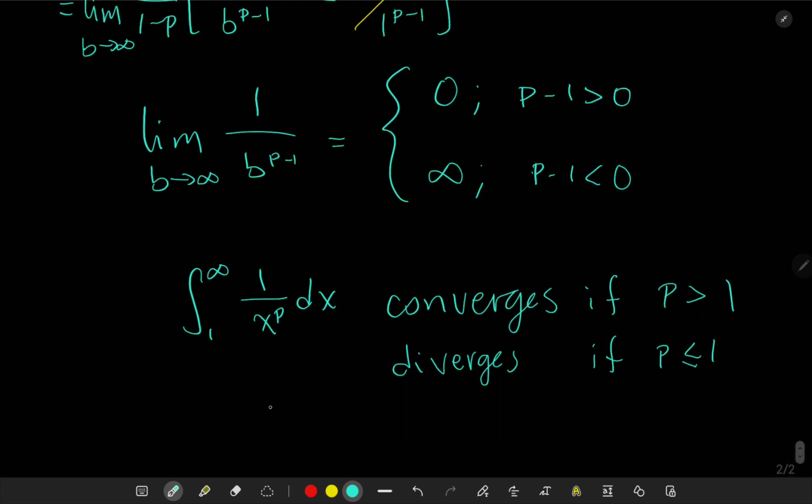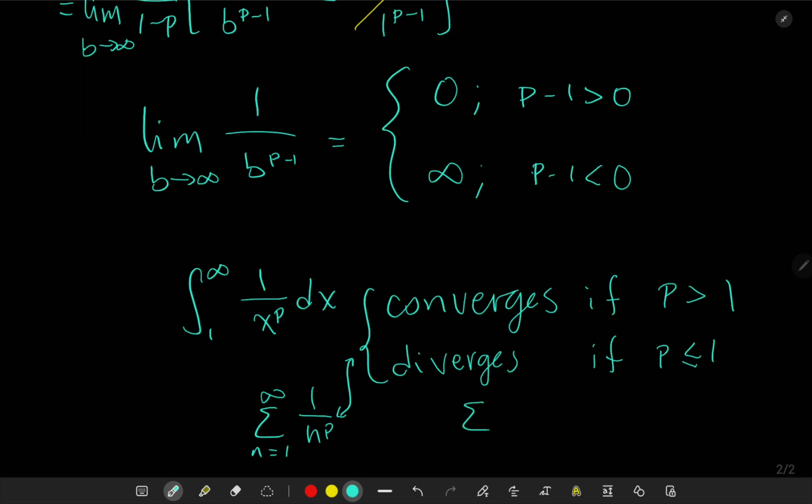And by the integral test, that tells you that series of the form sum from n equals 1 to infinity of 1 over n to the p converge. Same thing is true: converge if p is greater than 1, and diverges if p is less than or equal to 1.